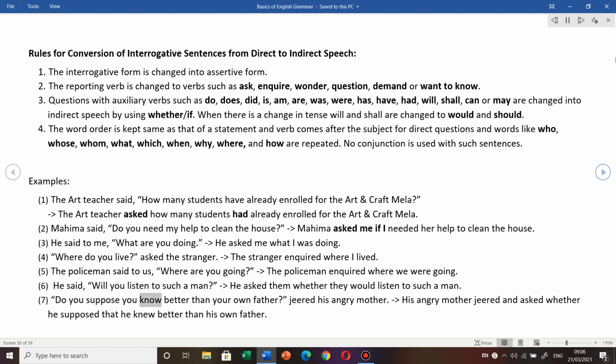"Do you suppose you know better than your own father?" jeered his angry mother. His angry mother jeered and asked whether he supposed that he knew better than his own father.